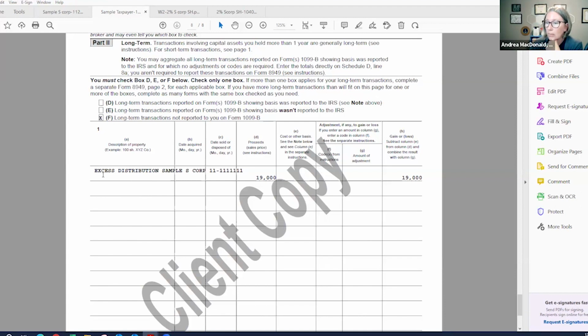So generally, it'll report as excess distribution, and then the S-Corp that the excess distribution is related to. Proceeds are $19,000. There's no cost basis on excess distributions, so the full amount is subject to capital gains.